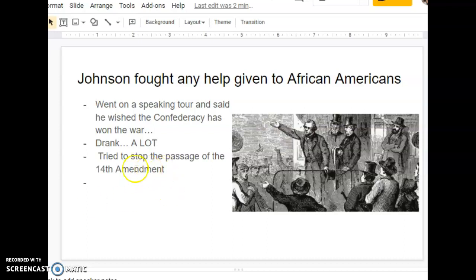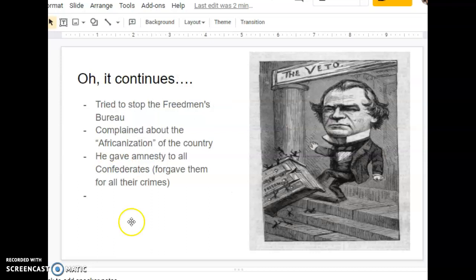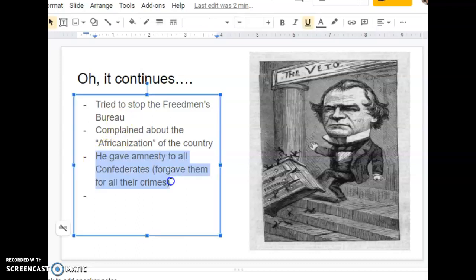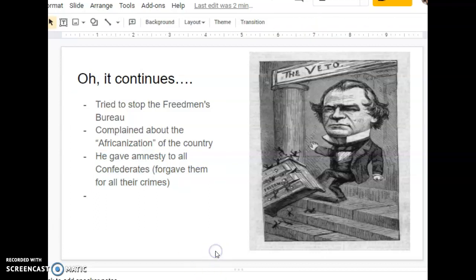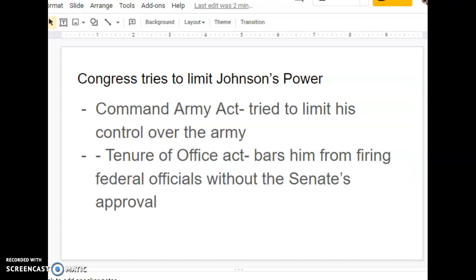Like I said before, he tried to stop the 14th Amendment passage. He tried to stop the Freedmen's Bureau. He complained about the Africanization of the country, that black people were taking over the country. And then he forgave all of the Confederates for all of their crimes, and we'll talk about in class, also giving back the plantation owners their land. So Johnson helped no one.